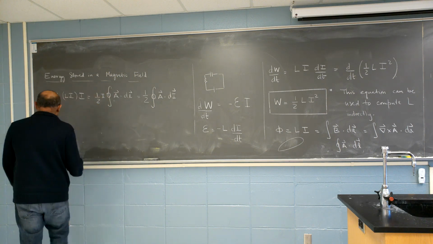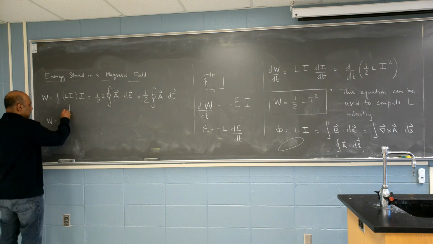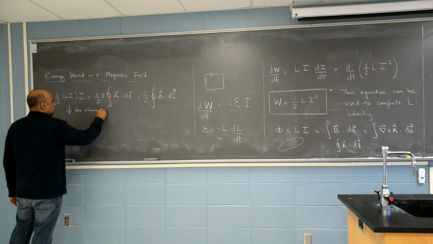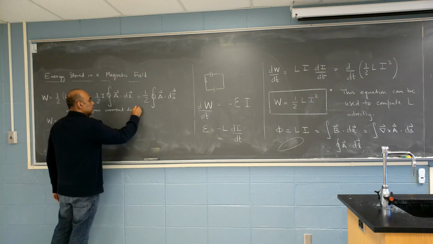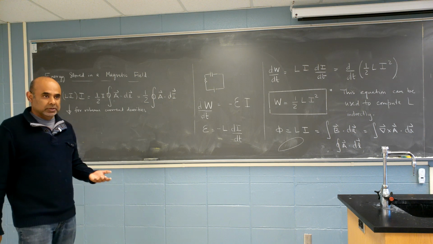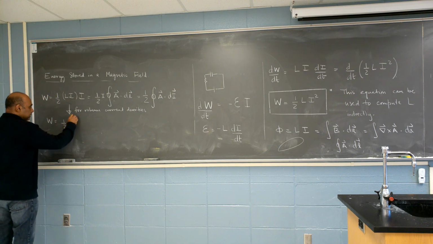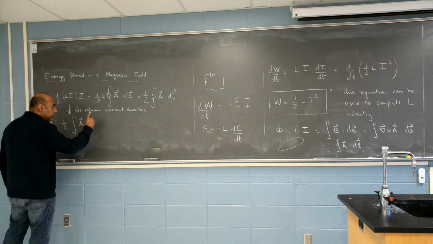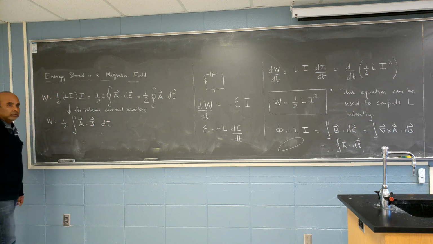So from this, I can easily, for volume current densities, because this is the most general. From volume current, you can get line current by using delta functions. So volume current is the most general case. I can write this as A dot dI being replaced by J d tau.